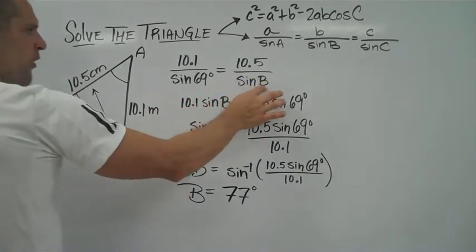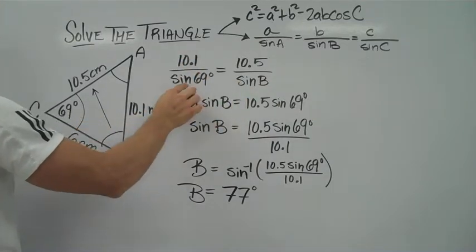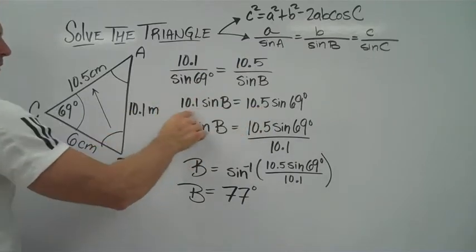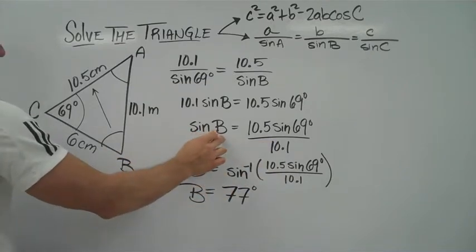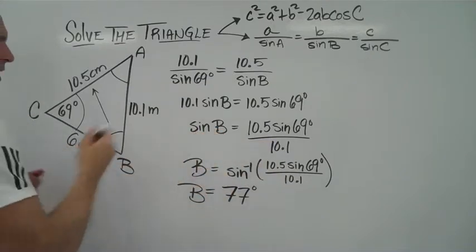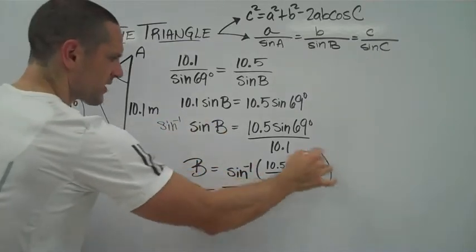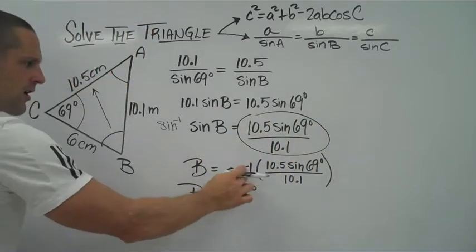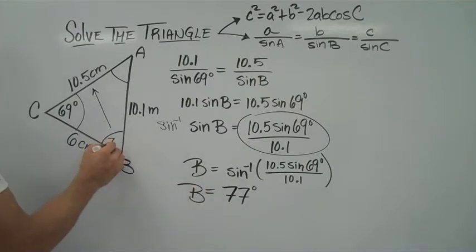In order to solve for this b, which is the angle we want, I cross multiply: 10.1 times sine b is equal to 10.5 times sine 69. Divide both sides by 10.1 and that gives us this expression. How do I solve for b? I want the angle measure, so I have to take the arc sine, or the inverse sine, of both sides. This whole thing gets an arc sine, and when you punch this into your calculator in degree mode, you get 77 degrees. Well, if this is 77 degrees, then I know 180 minus 77 minus 69 gives me 34 degrees, and I have solved my triangle.